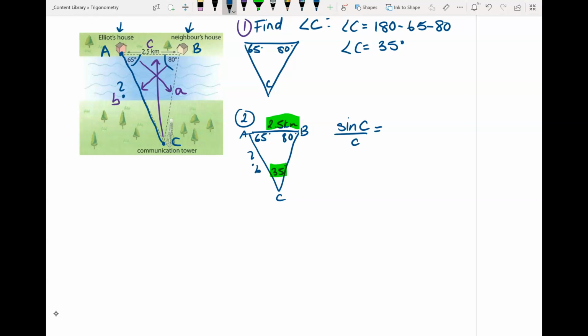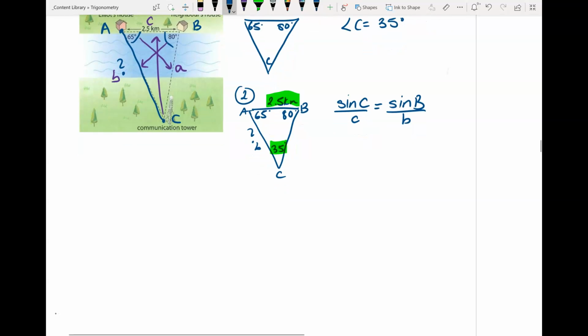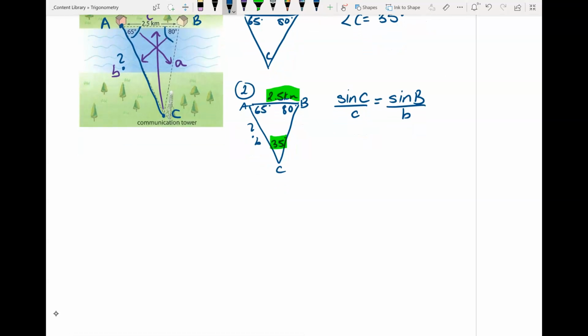Sine C over c is equal to sine B over b. Again, that's because I have angle C and I have side c. And I'm looking for b, but I have the angle of B. So I'm going to go ahead and plug in the information we know. So angle C is 35 degrees, our side is 2.5 kilometers, the angle of B is 80 degrees, and we're looking for side b. So from here, my step to solve for b and isolate it is to cross multiply, and then afterwards I will divide.